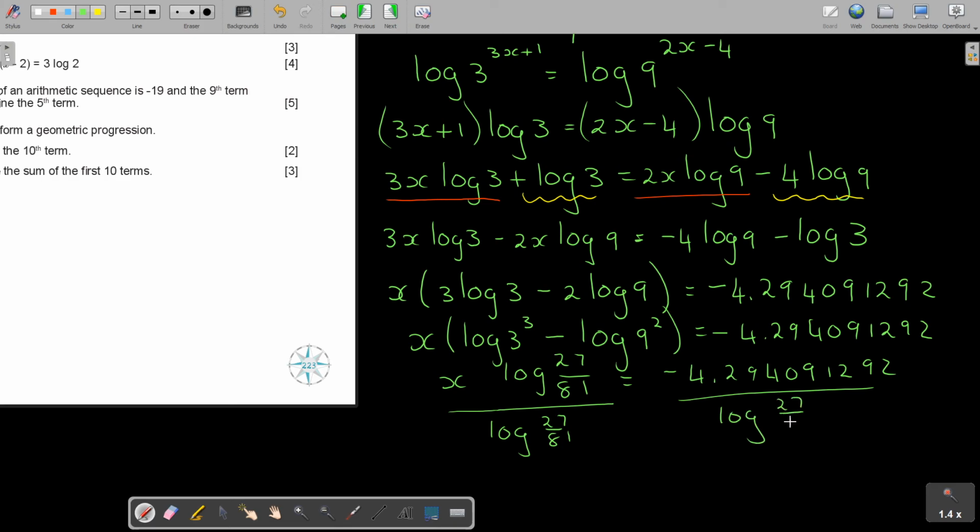Okay, I should have made this 9 to the power of negative 4 and just worked in one step, but it's fine. So it's going to be negative 4.294091292 divided by log of 27 divided by 81, equals, and the reason why I get 8.9999 is because I did this method, and I shouldn't simplify here.